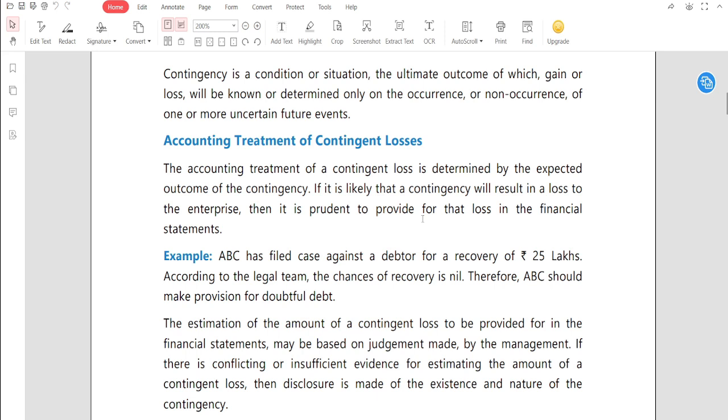So if you see the example, ABC has filed a case against the debtor for a recovery of 25 lakhs. According to the legal team, the chance of recovery is nil. Definitely, sir, the legal team of ABC is sure that the chance of recovery is nil. Therefore, ABC should make a provision for doubtful debt. Sir, why is the provision going to be made? Because it's a future event that may or may not happen. You may face losses.